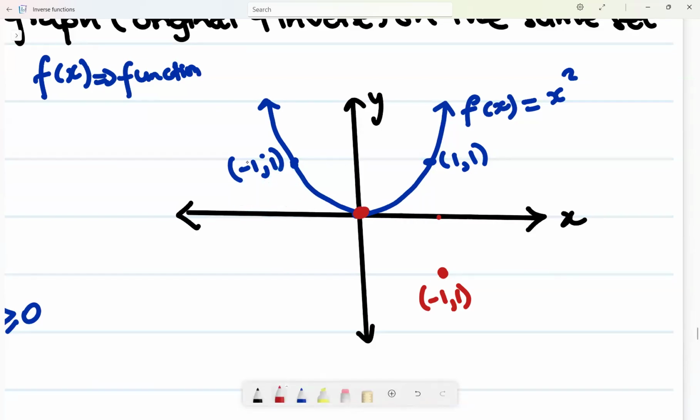Then I'm changing this point again. This point is 1 and 1. Can you see? Even if I change it, it is 1 and 1. So it means here I'm going to have this point, the same there as 1 and 1. Okay, so how am I going to draw that graph? I'm going to follow the same parabolic shape.